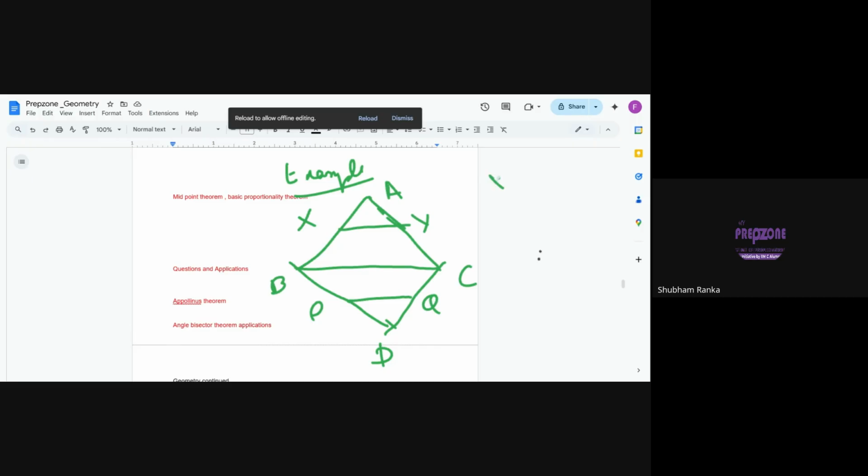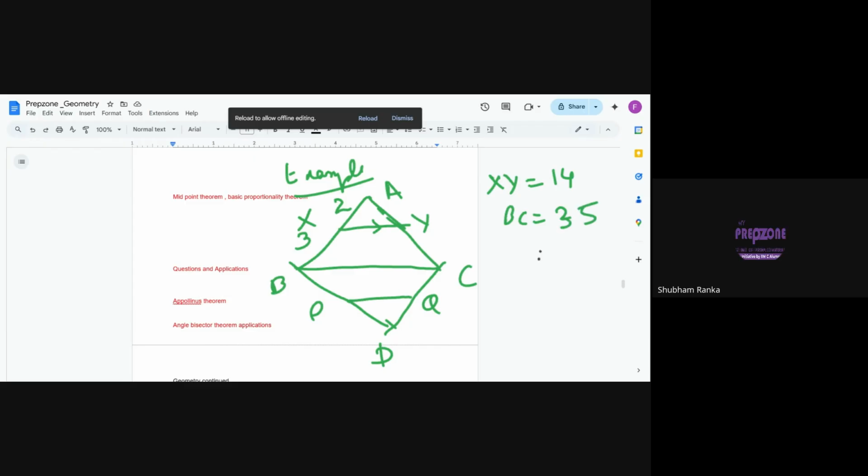So it is known that XY is 14 and XY is parallel. So if XY is parallel, will I use basic proportionality theorem? If it is parallel, then we can use basic proportionality theorem, because bisect was not mentioned at all. If this is 2 and this is 3, and let's say I tell you that BC is 35.